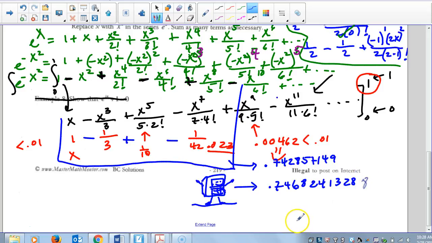So if we round this, it's going to be 0.743, 0.747. We're going to get an error if you actually subtract this between the calculator's estimation and my estimation: 0.003966 99.